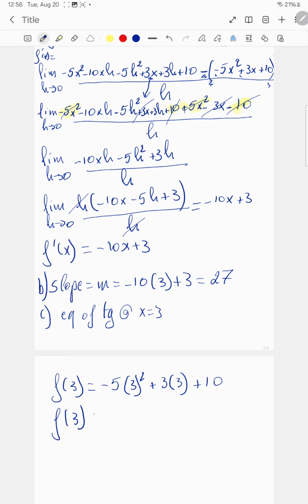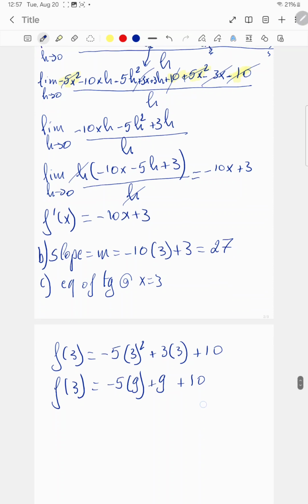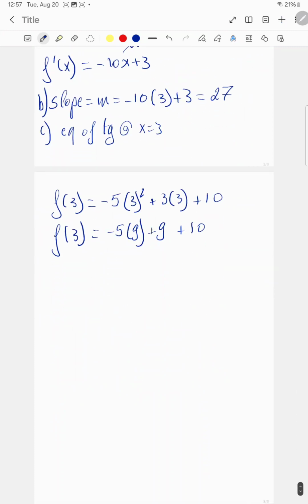So f of 3 is equal to minus 5 times 9, because 3 squared is 9, plus 9 plus 10, and 5 times 9 is 45. So minus 5 times 9 is equal to minus 45 plus 9 plus 10, and all that would be equal to minus 26. So I have to find the equation of the tangent at point x equal to 3 and y equal to minus 26, and I know the slope is equal to minus 27.